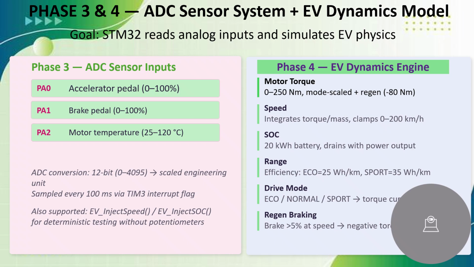And when we come to phase number 4, the EV dynamics engine, we find the motor torque 0 to 250 Nm, scaled regenerative braking for 80 Nm, and speed, that is integrated from the torque by mass. Then state of charge for the 20 km per hour, battery range, and the drive modes: eco, normal, and sport. And these all have regenerative braking greater than 5% at the speeds.